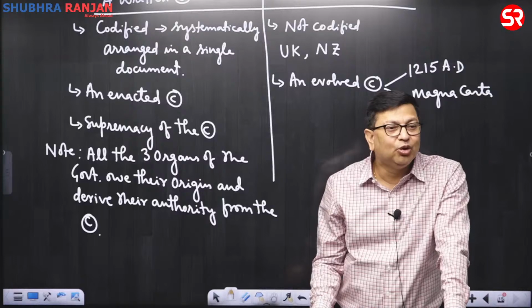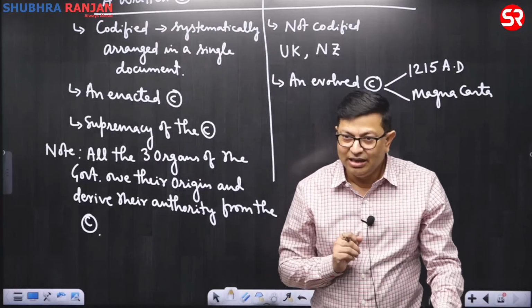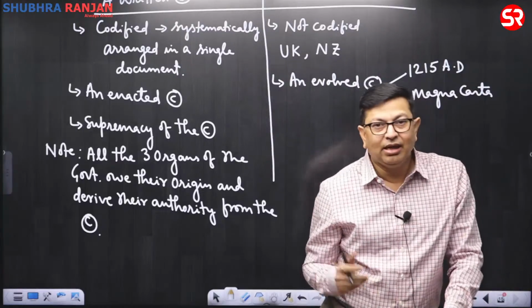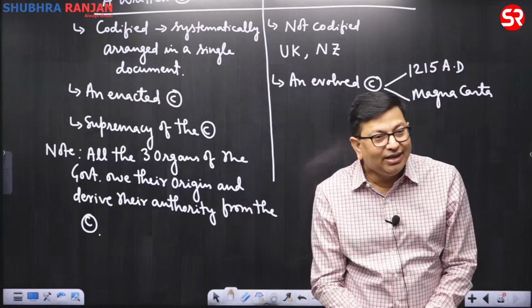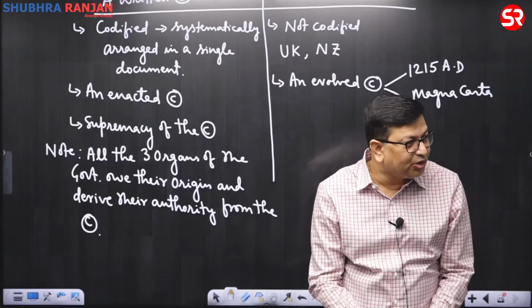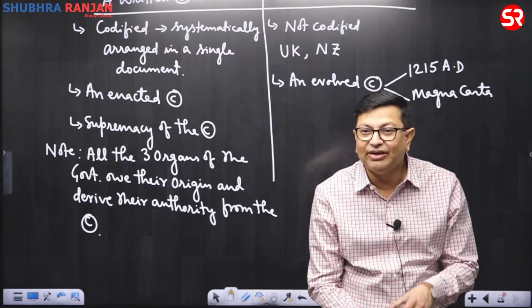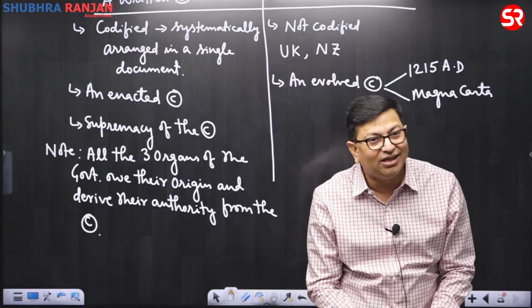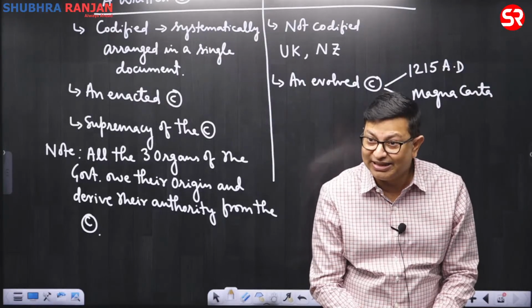If someone asks you who is supreme in democracy, obviously the answer will be people. People are supreme in democracy, but here the constitution is supreme. Why? Because it is the constitution which has given the power to the judiciary to review even the laws made by the legislature. So, it is the constitutional supremacy.